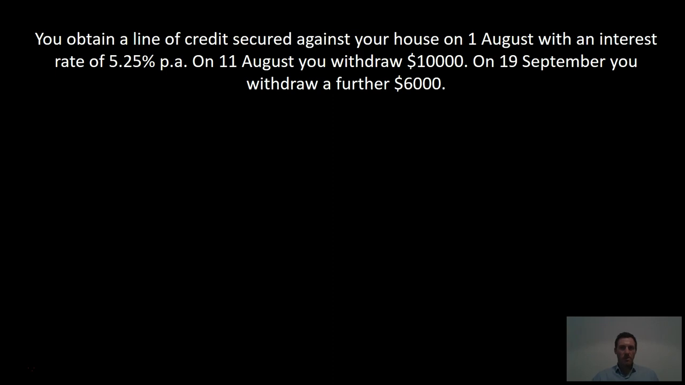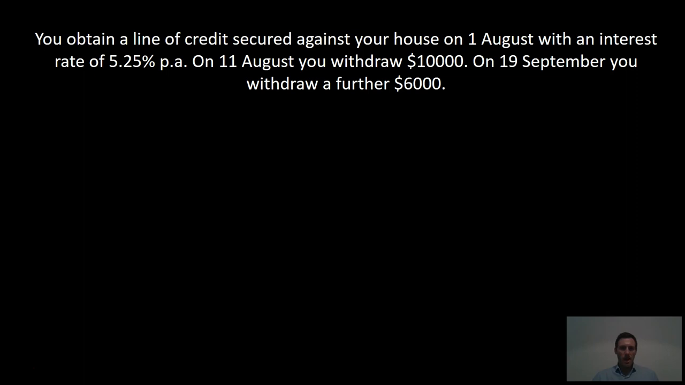You obtain a line of credit secured against your home on 1st of August with an interest rate of 5.25% per annum. On 11th of August, you withdraw $10,000. On the 19th of September, you withdraw a further $6,000. Remember, interest is calculated daily. For the purpose of this video, we'll assume it's paid by the borrower at the end of the month. Therefore, we use the simple interest formula.